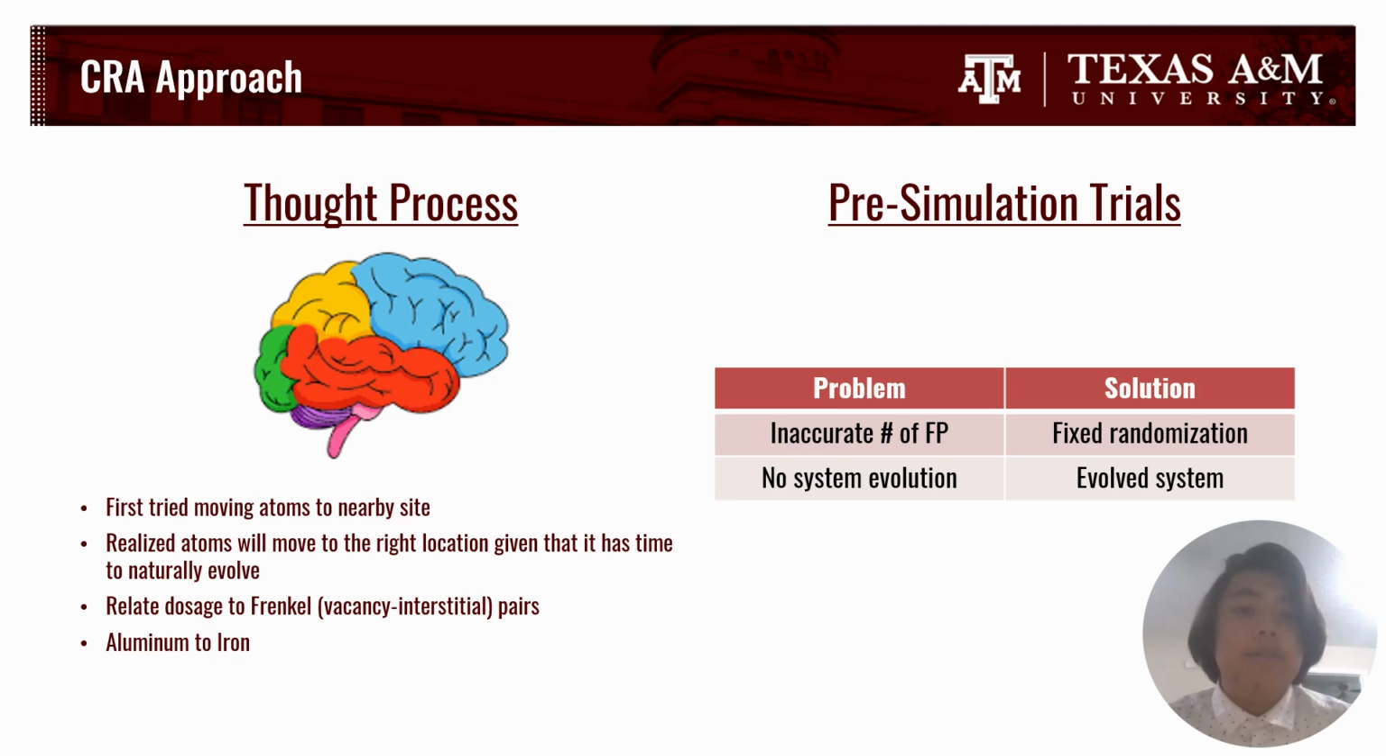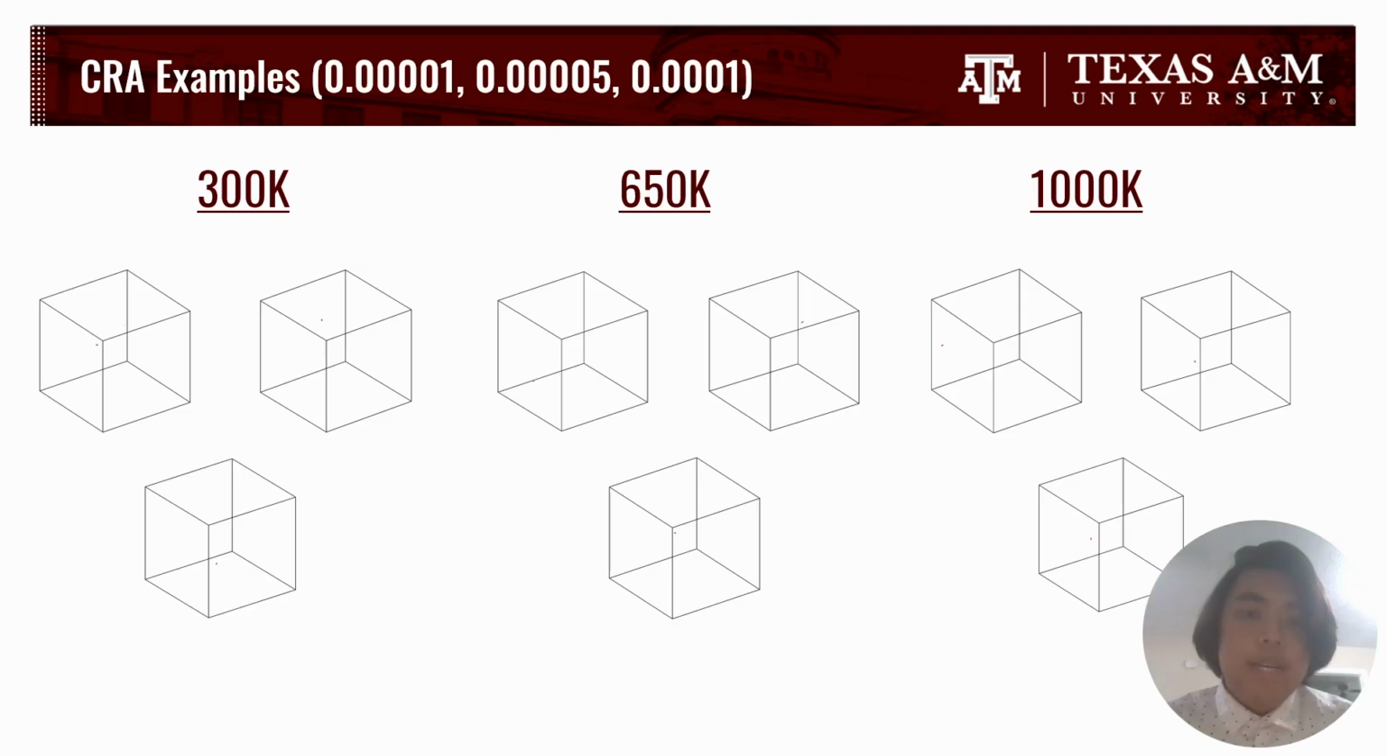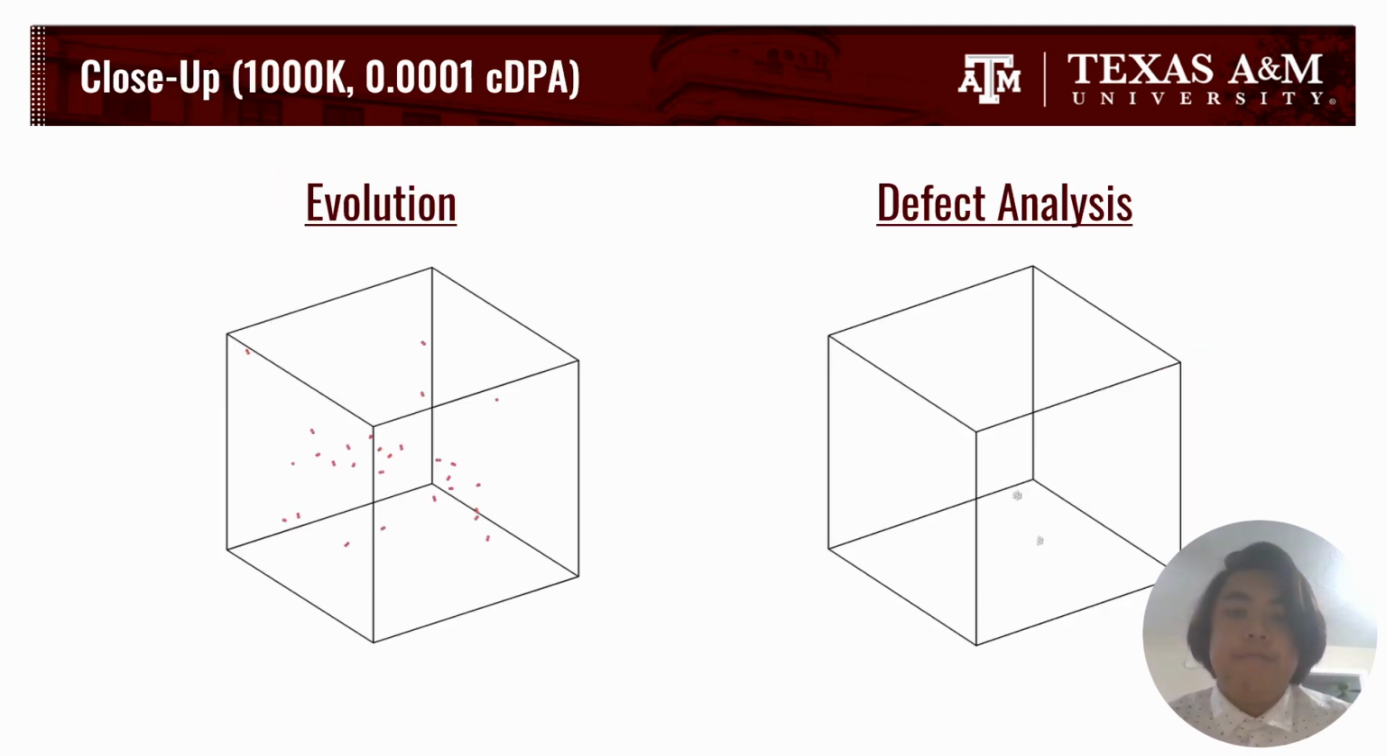In my case, the CRA runs were successful, so here are some examples of selected radiation dosages. As you can see, there's a GIF that shows Frenkel pair insertions as well as how the system evolves over time under constant temperature conditions. The top left shows 0.00001 CDPA, the top right shows 0.00005 CDPA, and the bottom shows 0.0001 CDPA. If that was confusing, the CDPAs are also on the top. Some cool things you can notice is the difference in movement of atoms between the different temperatures. As you can see, with 300 it doesn't move quite as much as it does for the 1000 Kelvin. I'll show you the next slide so it's a little bit easier to see.